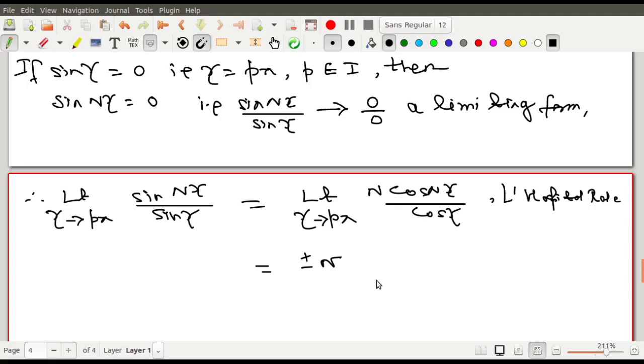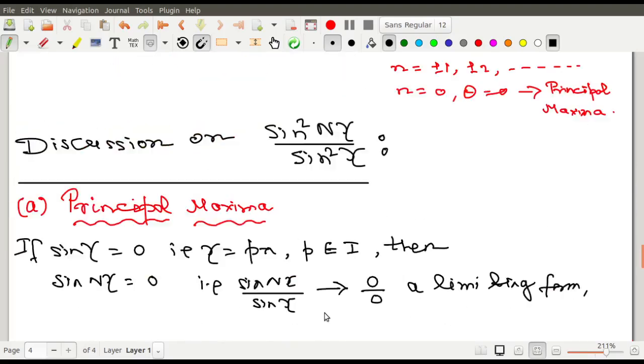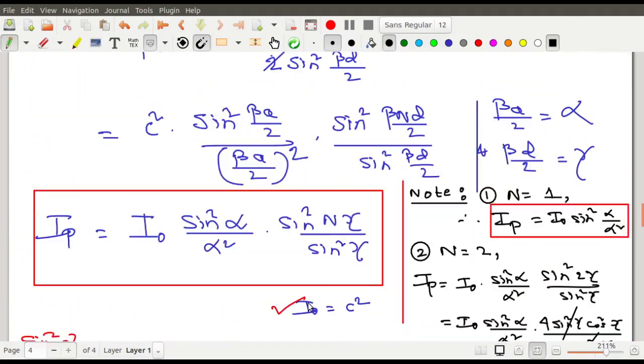So what will the intensity be? Therefore the intensity of the principal maxima will be proportional to n square. Why do I say this? Because the intensity has a square in it. So the value of this quantity, sin square n gamma by sin square gamma, is plus or minus n, squared, right?